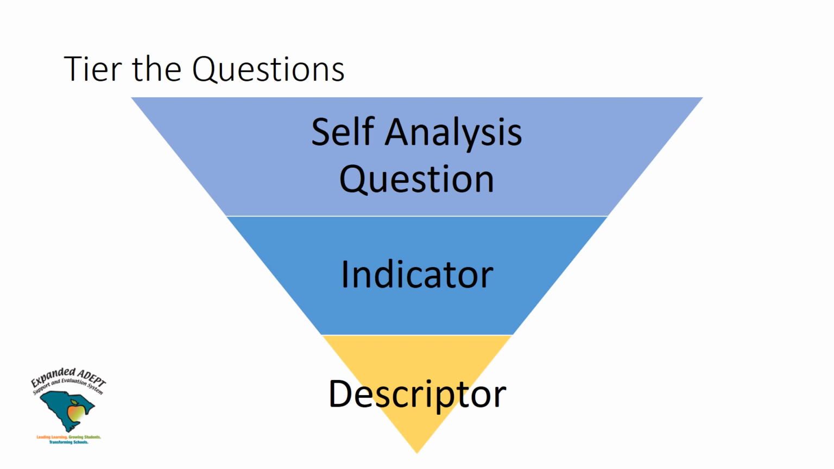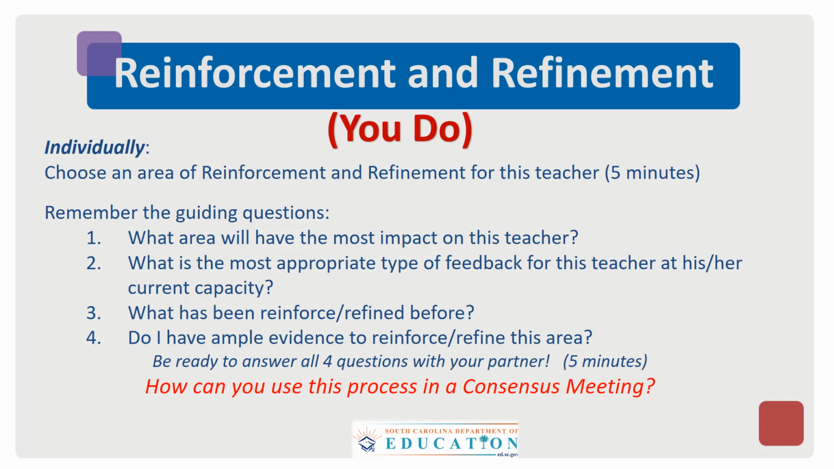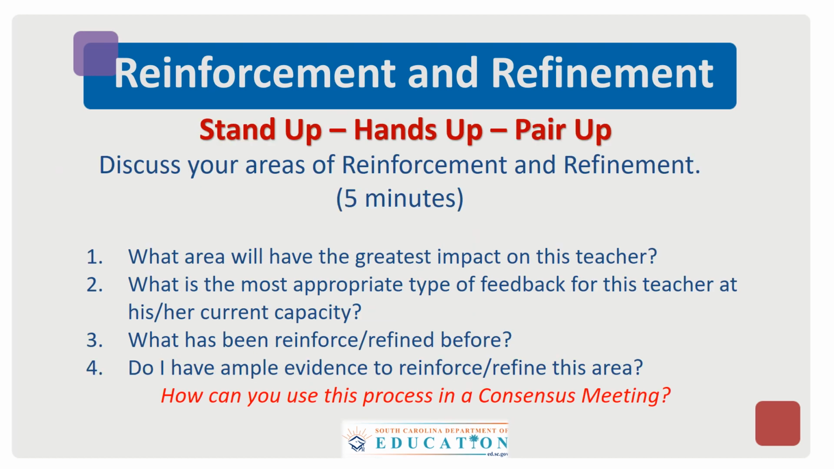Also, remember, do not share ratings until the end of the post-conference if your district uses the average scoring approach. And share scores only during the consensus meeting if your district uses the consensus scoring approach. The next activity asks participants to select what they feel is the best area of reinforcement and refinement for Mr. Bell. They will select first and then debrief with a partner.